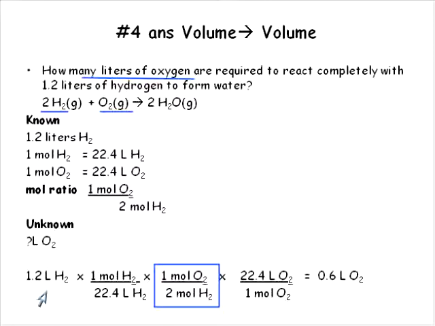So we start with our given. We have 1.2 liters of hydrogen. We convert 1 mole to 22.4 liters. And so that would give us moles. Then we use our mole ratio. And then we convert moles back to liters. Again, the 22.4 is going to cancel out. It's not going to do anything numerically. However, we would get the right units. And so we would divide 1.2 by 2. We get 0.6 liters.